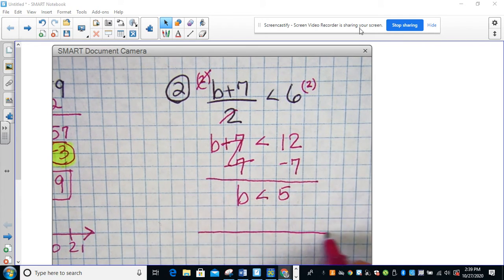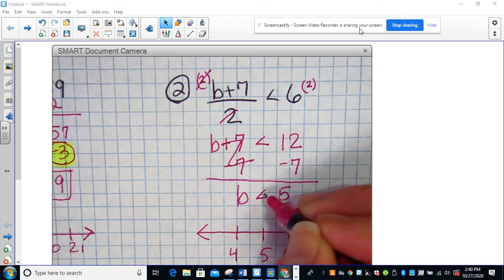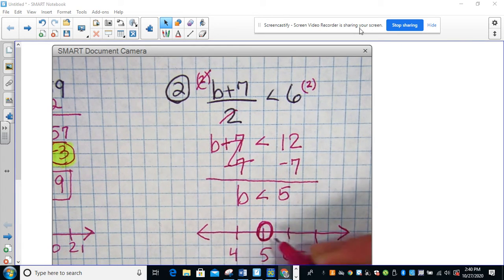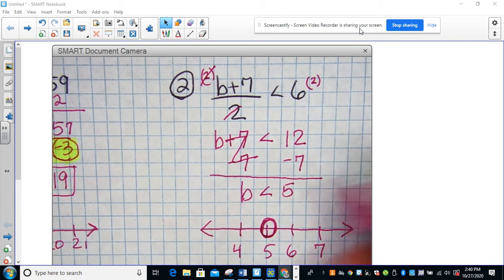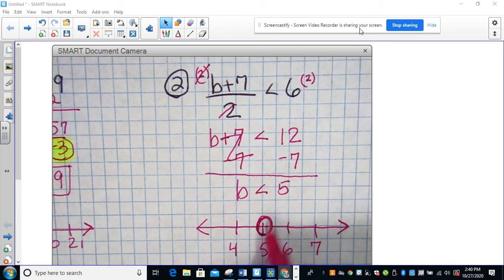So again, on your number line, 4, 5, 6, 7. The circle is on 5, but it's open, not colored in, because there's no equal sign. And again, it's less than, so you shade to the left.